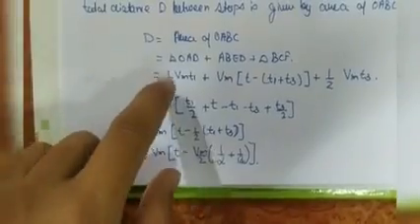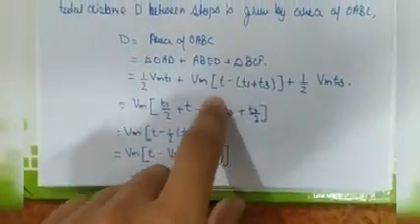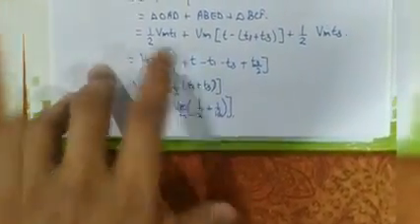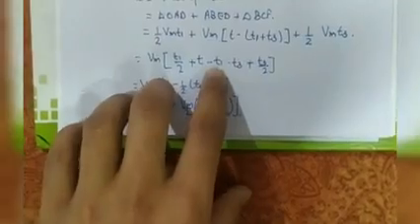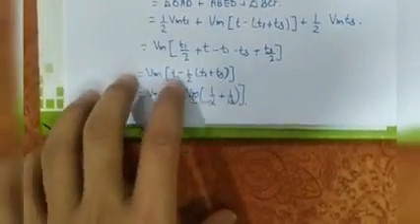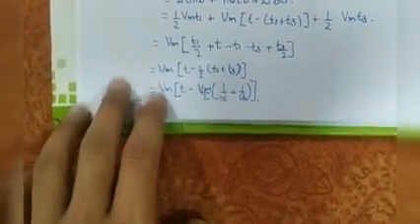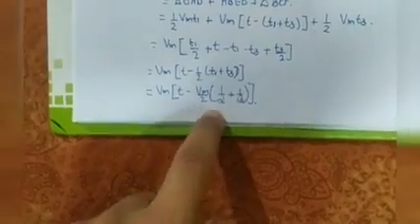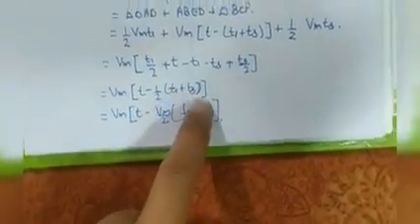So the area of the triangle is equal to half Vm T1. This is the area of the rectangle, and again this triangle. I'm taking Vm common from all the terms, and what I am left with is T1 by 2 plus T minus T1 minus T3 plus T3 by 2. Again taking T out in the bracket, I am left with Vm times T minus half of T1 plus T3.